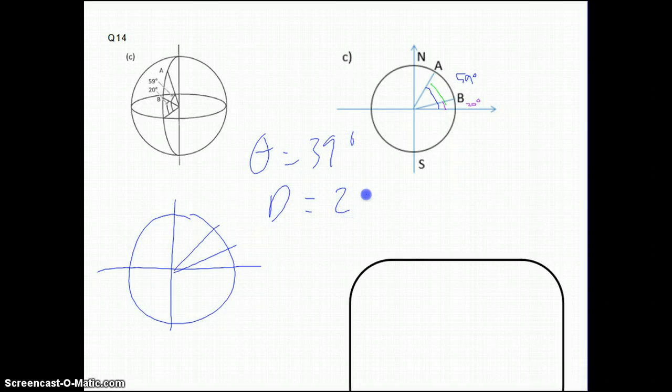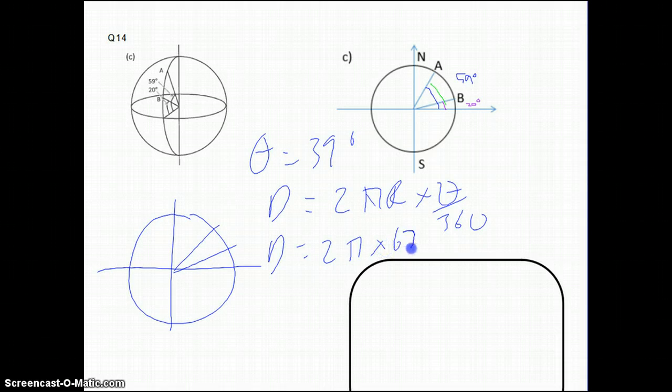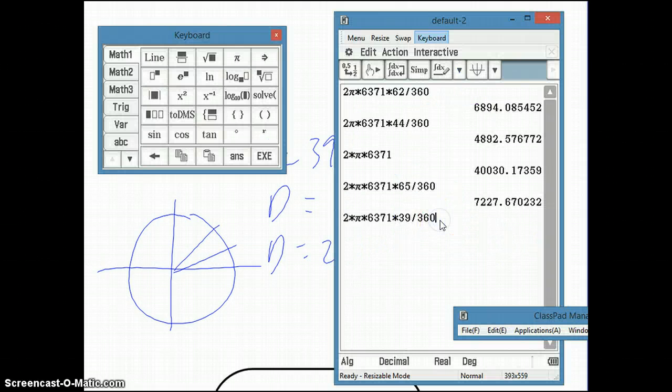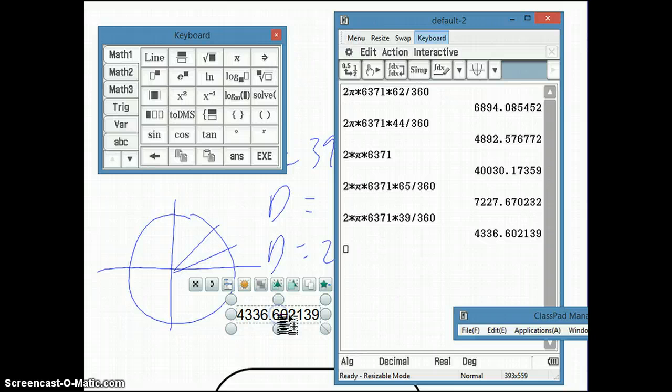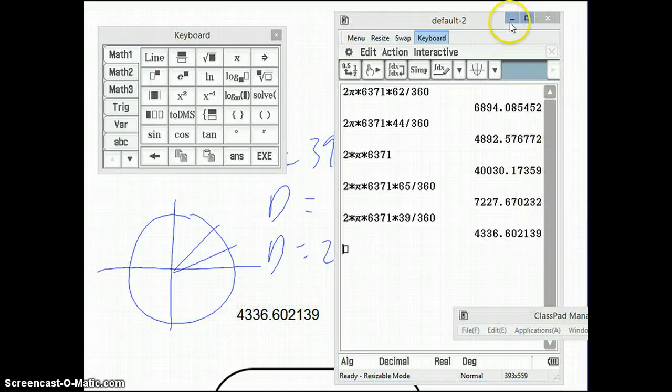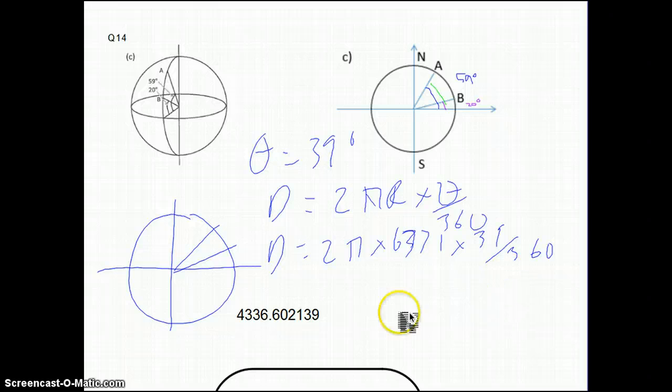D will then equal the same as before, 2 pi r times theta over 360. Sub in your values, we're going to have 2 pi times 6371 times, what did we say it was, 39 out of 360. If you check that on your calculator, you should get 4,336.60 kilometres to 2 decimal places. So D is 4336.60 kilometres, and that would be our final answer. Don't forget to put in your units.